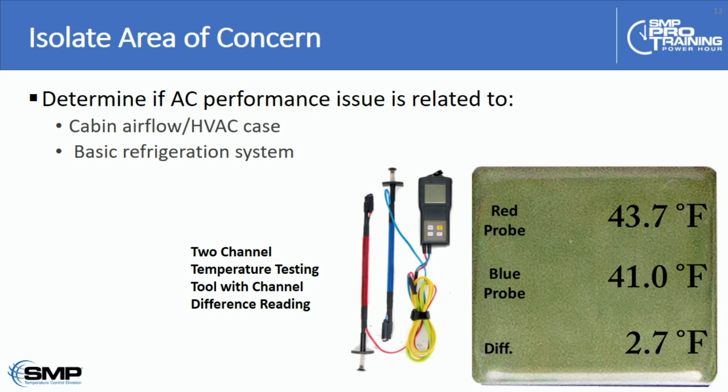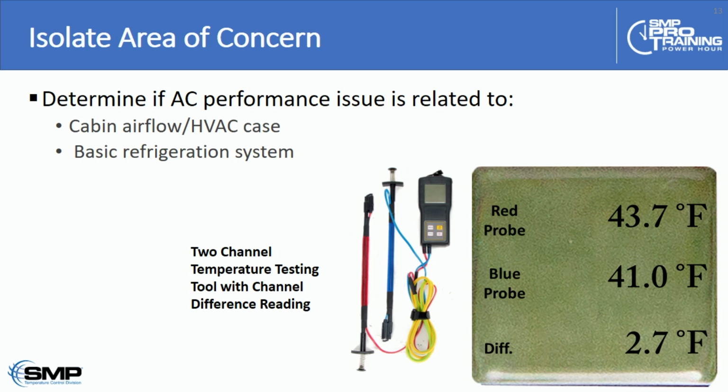On the other hand, if the suction line going back to the compressor is 65 degrees and the duct air is 70 degrees, then the problem is most likely a basic refrigeration circuit problem. The evaporator is simply not getting cold enough, low on charge, or a weak compressor, some other type of basic refrigeration circuit issue. There are two caveats to that.